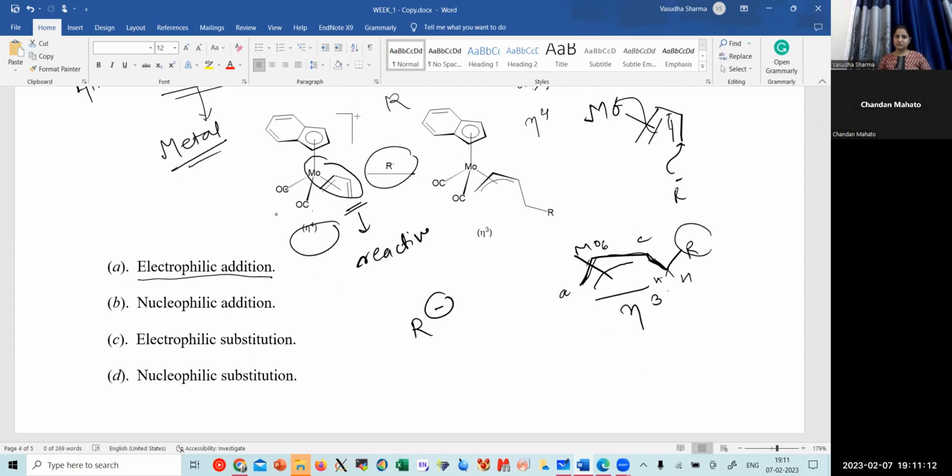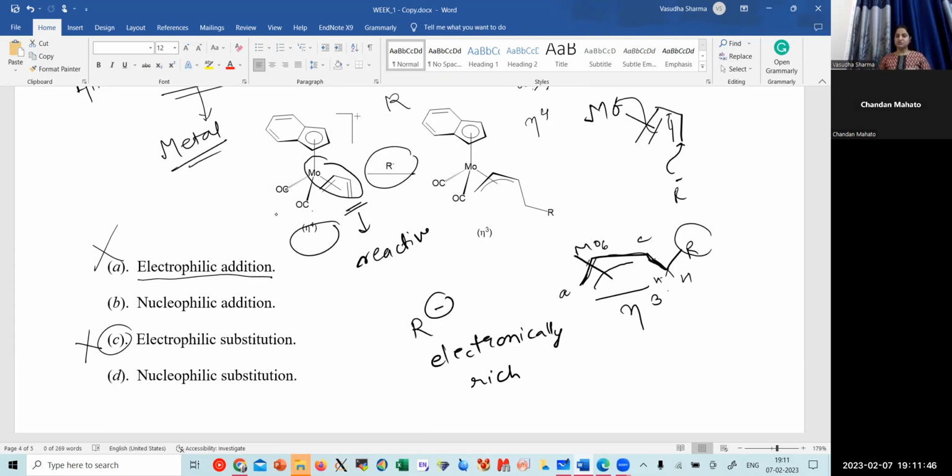Yes, ma'am. So R negative is electron rich or electron deficient? Electron rich. Right. So this negative sign itself says that it is electronically rich and it will attack. So the first option and the third option go out, and they are not even considered, because they are talking about electrophilic addition and substitution. This is the way you can eliminate two options.